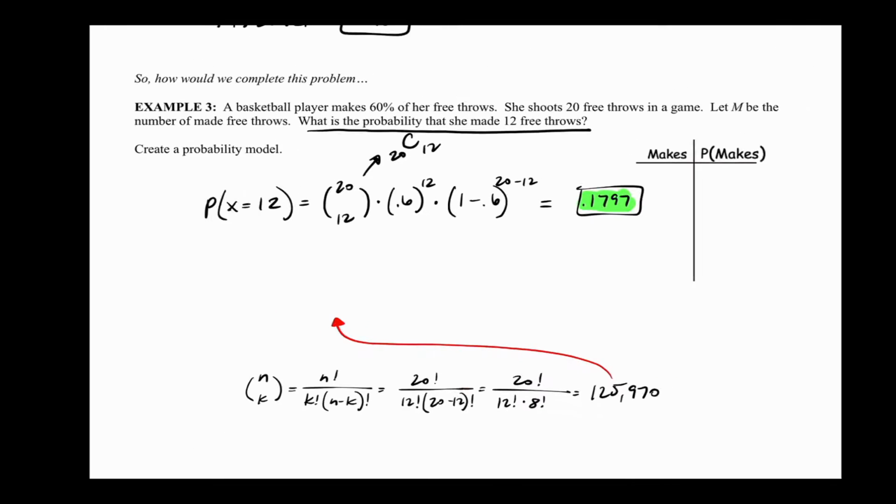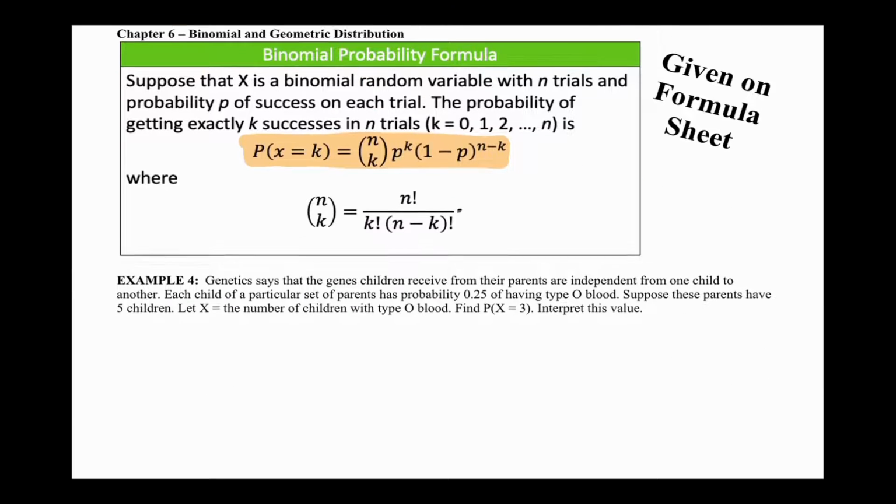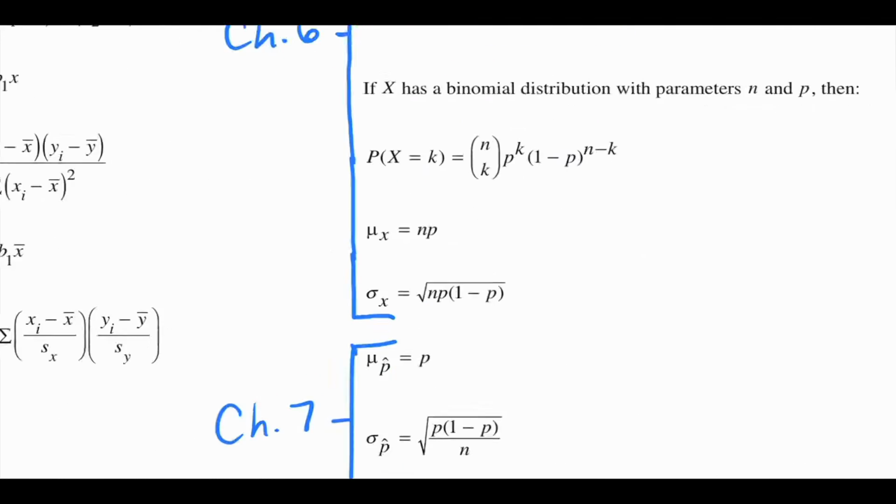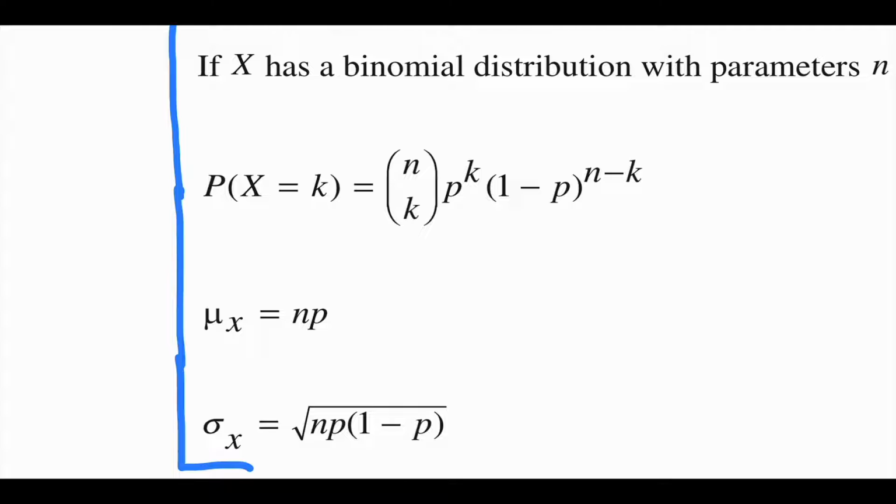Let's go to the next one, number 4. So remember, this formula is given to you. This formula is given to you. This one's not. That one's not given. Okay? But that formula is given to you on your formula sheet right there. Okay? But you got to know what P is. You got to know what K is. You got to know what N is. You got to know how to use it. Okay? That's what we're working on today. All right, so here we go. Number 4.